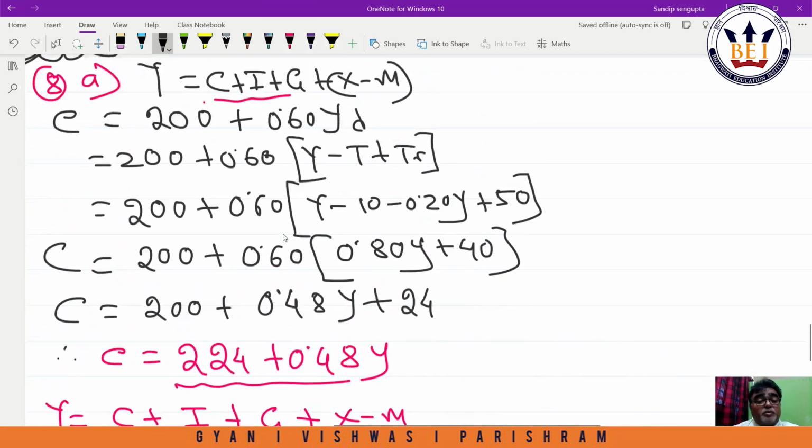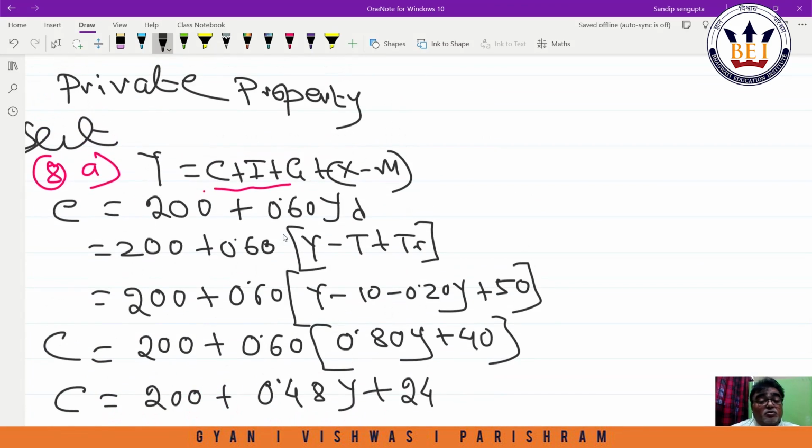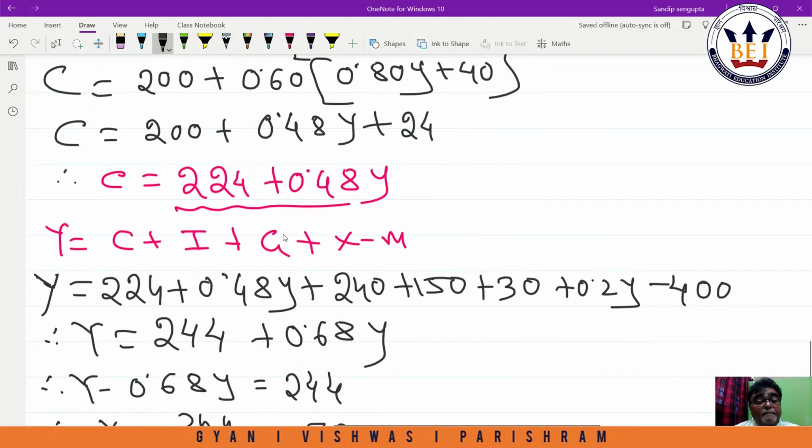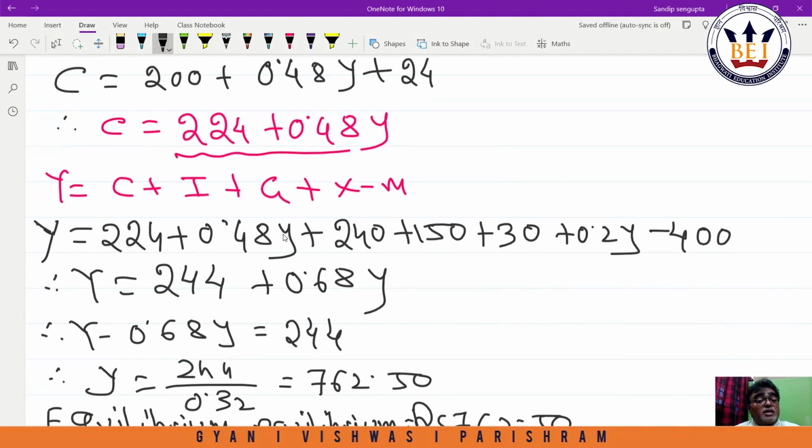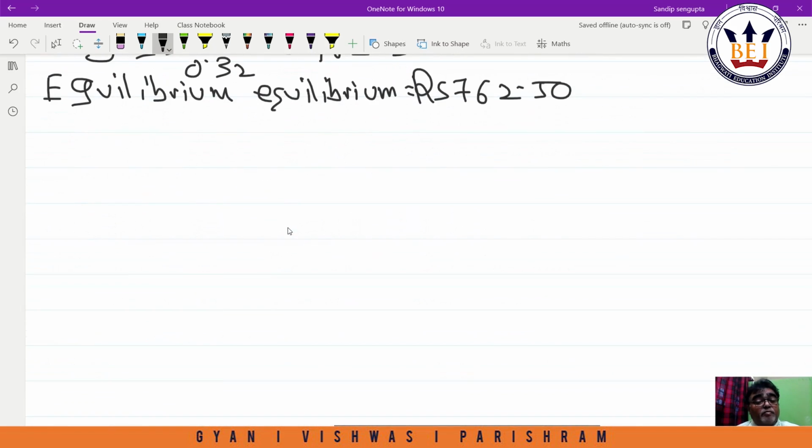I repeat, first I just get this Y done, then in a simple way I put this value here. What value? This is C, this is I, this is G, this is X, this is M. Simple, you should answer attentively, we should get the calculation done.